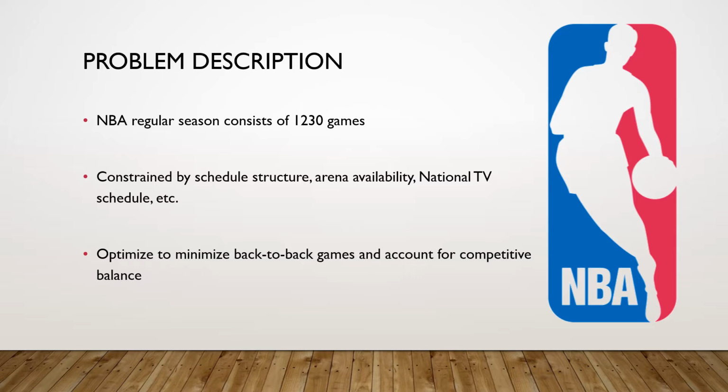My project is to optimize an NBA regular season schedule, given the constraints that each team play 41 home games and 41 away games, each team plays in-conference and out-of-conference teams a certain number of times, and no team can play 2 games in one day. This gives a total schedule of 1,230 games. The schedule is constrained by the rules set by the NBA, arena availability, national TV schedule, and other smaller constraints.